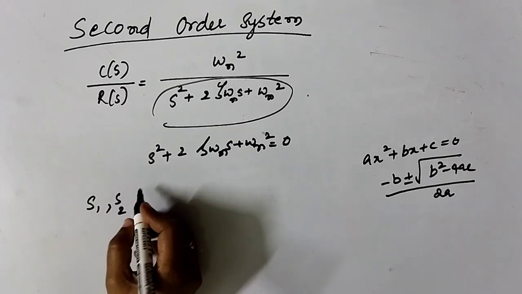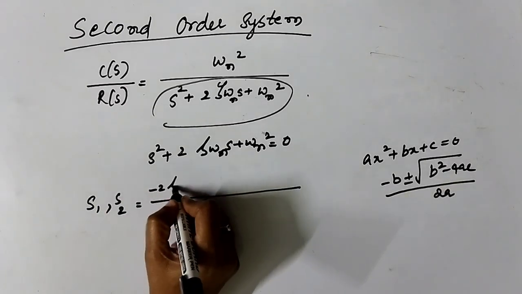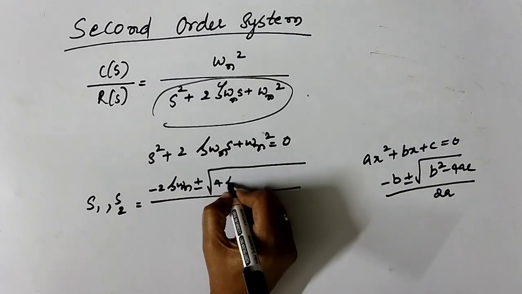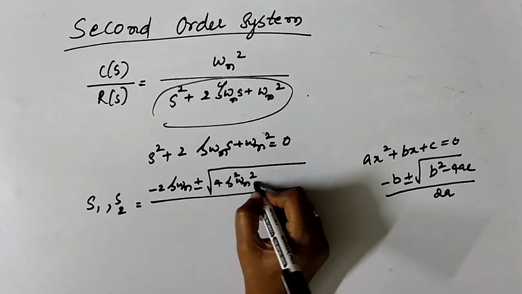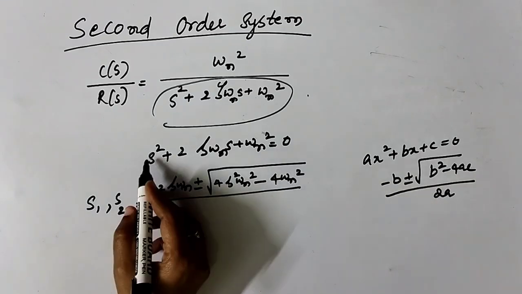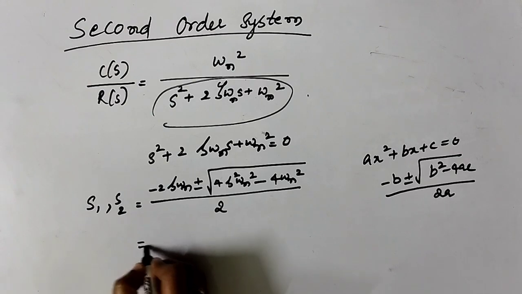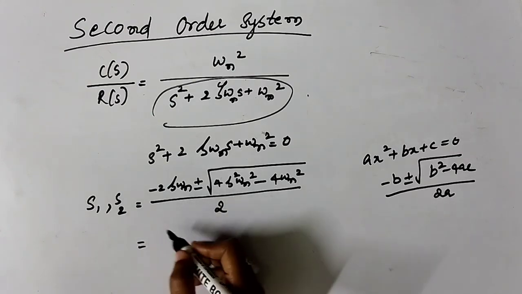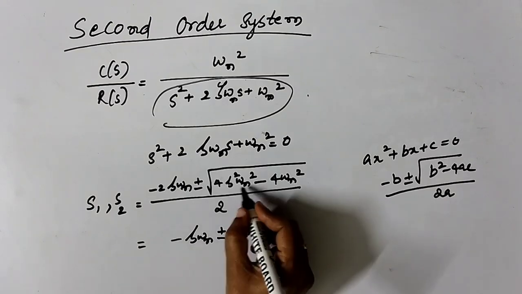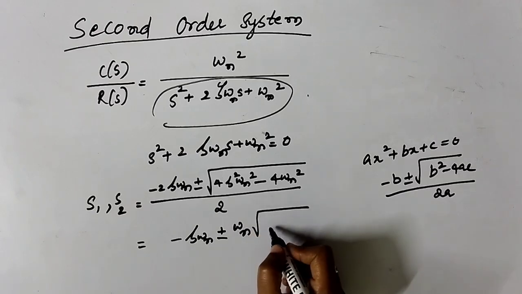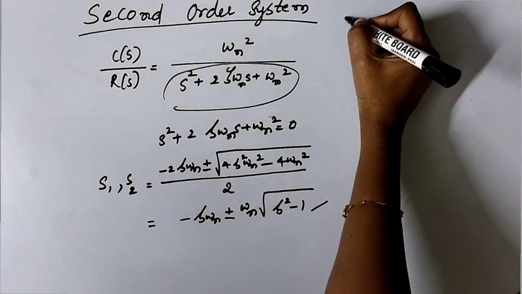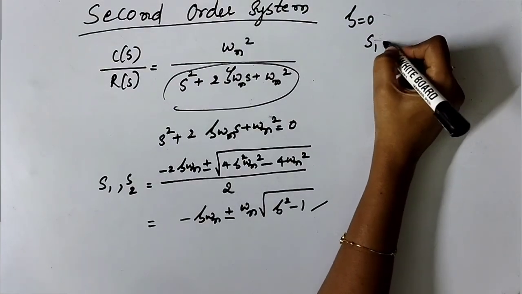Say the roots s1 and s2 are equal to minus b, which is 2 zeta omega n, plus or minus square root of b square, which is 4 zeta square omega n square, minus 4ac, which is 4 omega n square, by 2a. A is 1 here, so it is 2. Now taking out the 2 common and getting it cancelled, we get minus zeta omega n plus or minus omega n, taking it out common, times square root of zeta square minus 1.